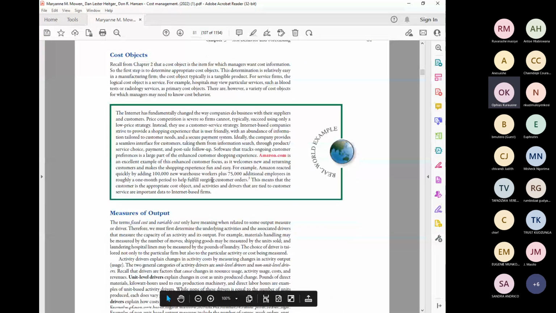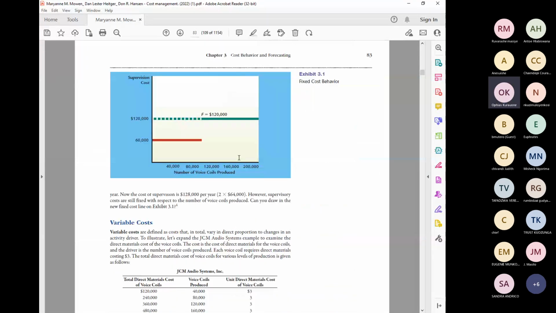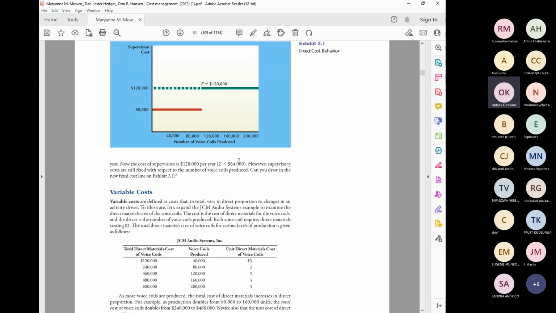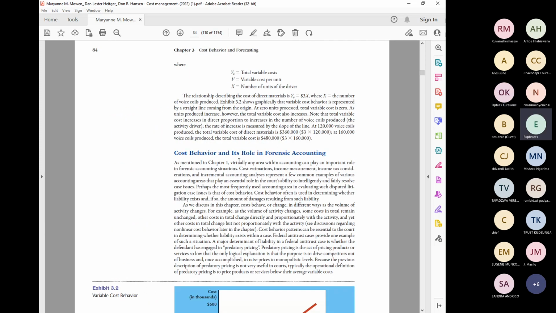I think we have covered some of this information, but I'm just trying to reinforce variable cost.